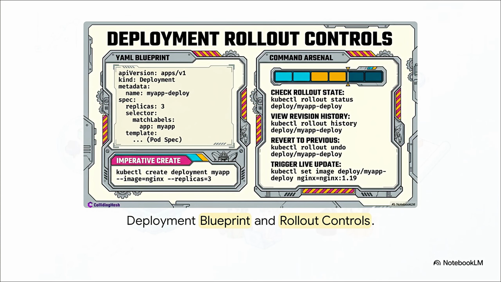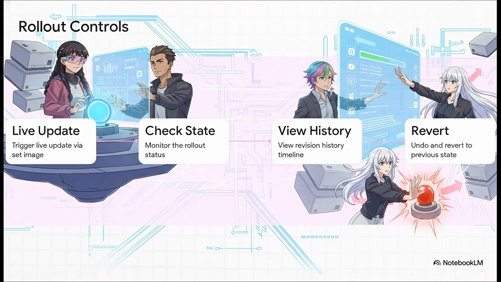Well, the YAML blueprint looks very similar to a replica set, but the kind field is now deployment. And kubectl create deployment is your absolute fastest way to spin up infrastructure imperatively during a high-stakes exam. But the real magic happens when you control the exact flow of an application rollout. Let's walk through the exact tactical steps for managing a deployment lifecycle during a super high-stakes production upgrade.